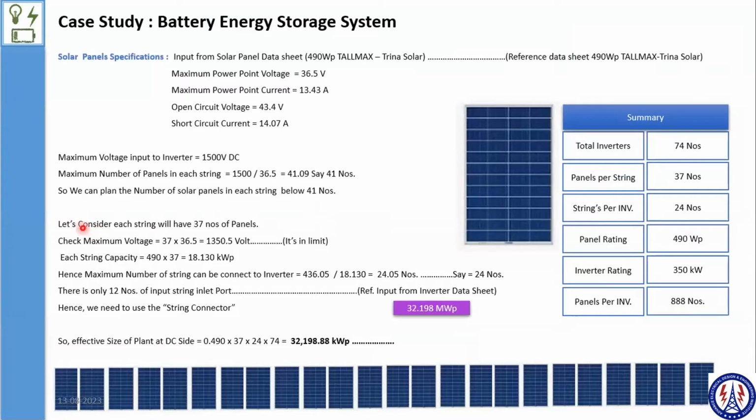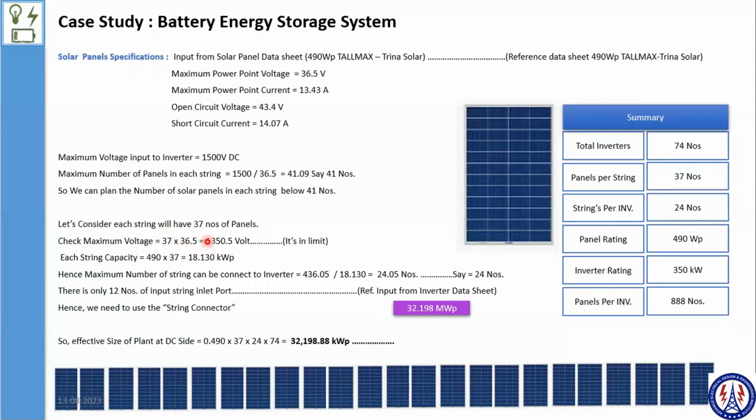Now, let us consider how I get this 37 numbers of panels in each string. I did the iterations and I found out that 37. I am going to consider 37 panels in each string, and I'll connect. And I'm just checking the voltage here.